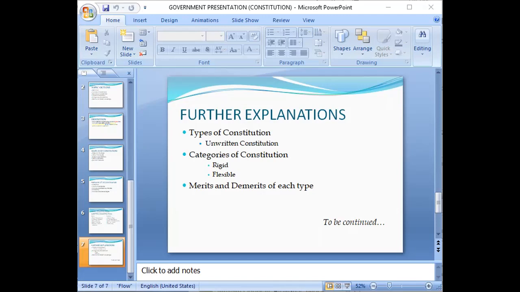So we're going right about now into the disadvantages of a rigid constitution. Disadvantages of a rigid constitution. So there's abuse of rights because people's rights can be easily trampled upon. Then, of course, the amendment procedure is complicated. It's not straightforward.